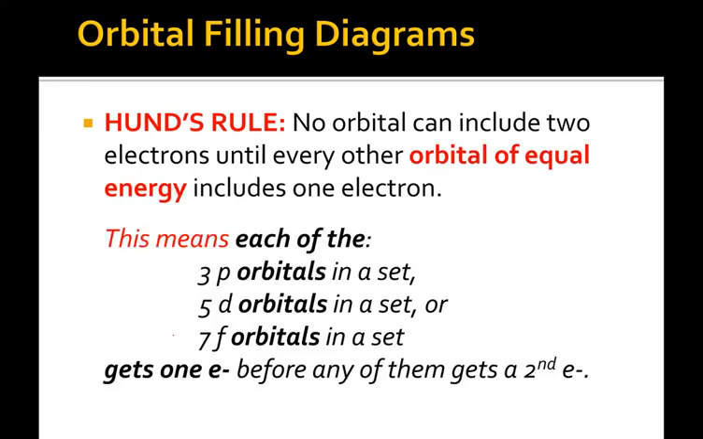So Hund's Rule, what does this mean? It means, again, like I said, that each of the 3p orbitals in a set, or each of the 5d orbitals in a set, or each of the 7f orbitals in a set, each of those orbitals gets 1 electron before any of them gets 2. Everybody gets 1 before anybody gets seconds. Okay, what does that look like to us then?